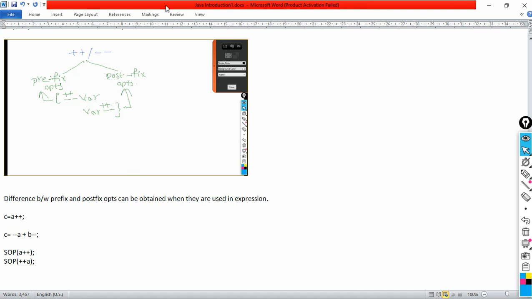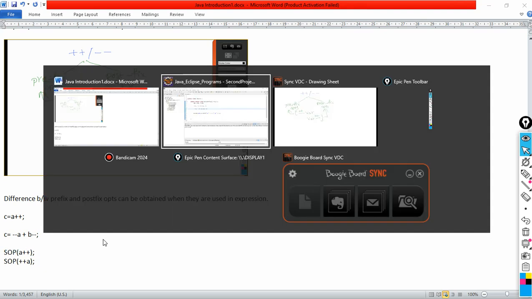So if this particular operator variable is used with any other statement, then it is called an expression. If you use the plus plus and minus minus operators in the expressions, then the meaning will change, and there will be a difference between prefix and postfix operators. How? Let us now understand.